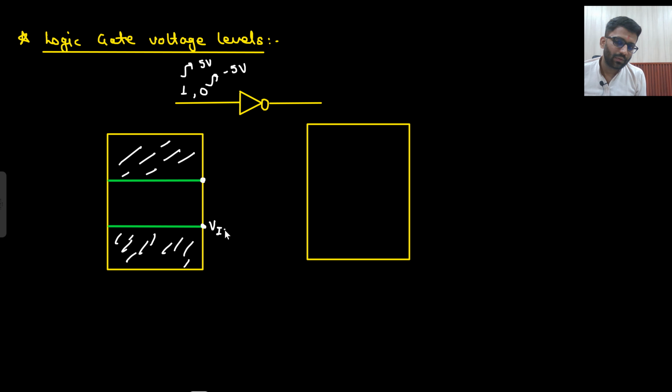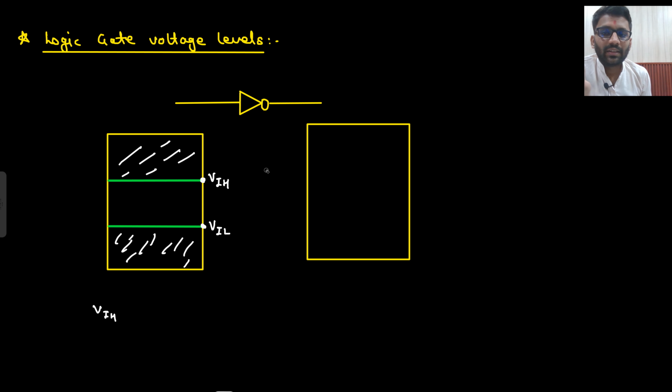So input value for low, input value for high. So what is VIH? VIH will be the minimum voltage of input to consider it as input 1, the minimum voltage of applied input to consider it as logic high. If I am saying that my VIH is 3 volt, so if I apply 3 volt, it will be considered as high. If I apply 3.1 volt, it will be considered as high only. If I apply 4.2 volt, it will be high only. If I apply 5 volt, it will be high only.